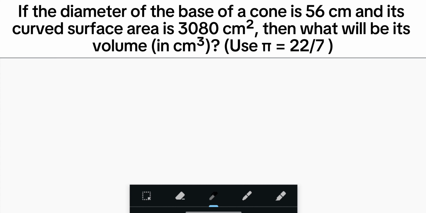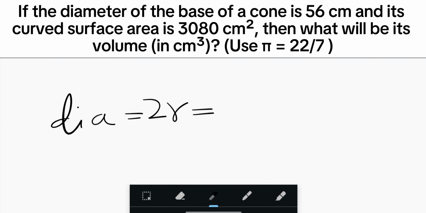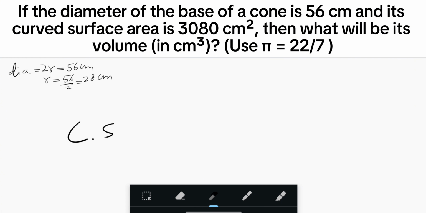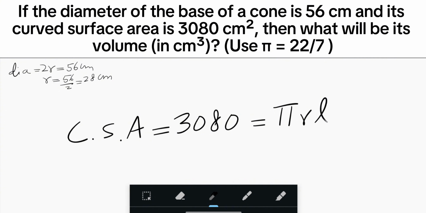Hi guys, question is if the diameter of the base of a cone is 56 centimeter and its curved surface area is 3080 centimeter square, then what will be its volume? So given data is diameter which is 2r equals to 56 centimeter, then radius r equals to 56 by 2, that equals to 28 centimeter.